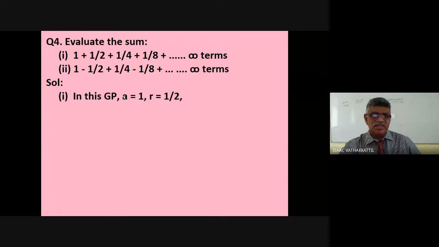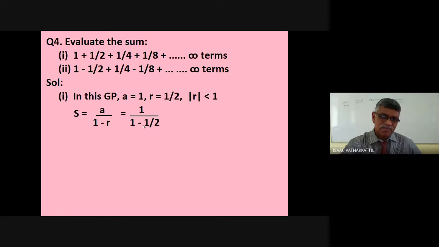Well, in the first case, it's a geometric progression. First term a is 1, common ratio is 1 by 2, and mod r is less than 1. So the sum to infinite terms is a by 1 minus r. A is 1, r is 1 by 2, so 1 by 1 minus 1 by 2, that is 1 by half, that is 2. The sum to infinite terms 1 plus 1 by 2 plus 1 by 4 plus 1 by 8 etc. is 2. Lastly asked, what is 1 plus 1 by 2 plus 1 by 3 plus 1 by 4 etc.? That was infinity.